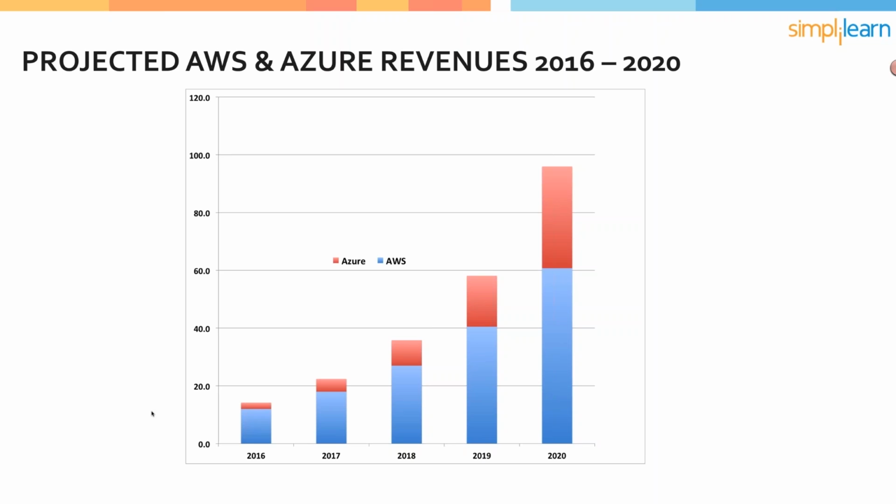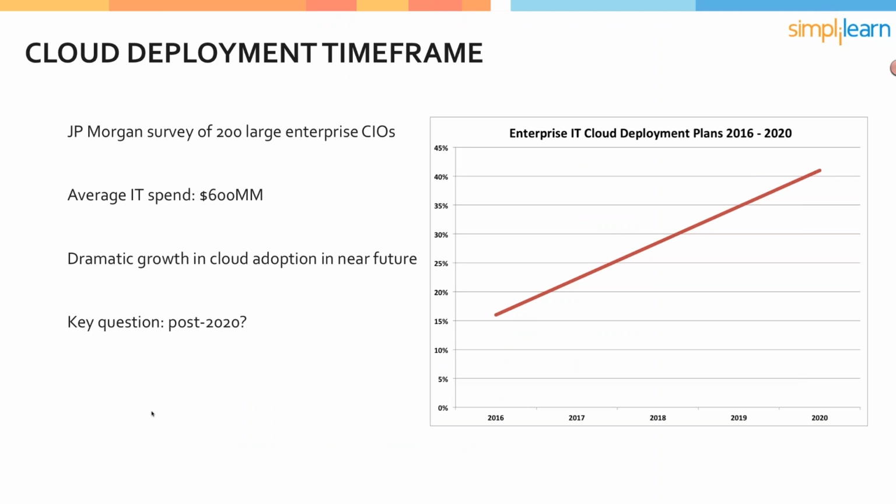What does that mean, from the user side? So we've just talked about the providers, and it's clear that they're experiencing enormous growth, enormous adoption, enormous revenues. Let's talk about what it looks like from the user side. JP Morgan, which is a very large financial institution, does a lot of research within industries and so forth, did a survey of 200 large enterprise CIOs with an average IT spend of $600 million. So you can see that these are very large.